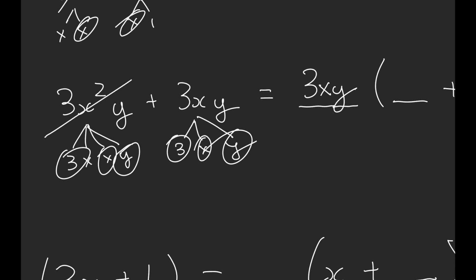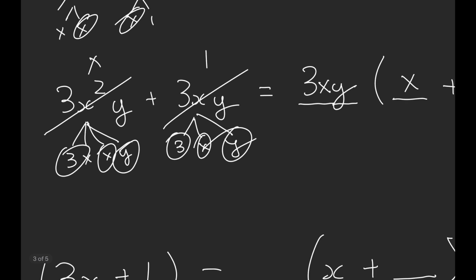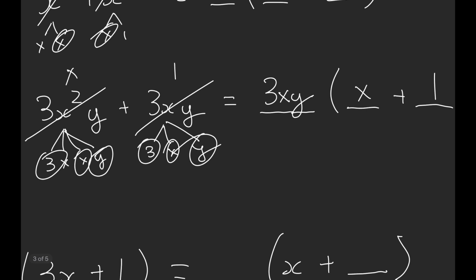So now that we've done that, we can just divide this by 3xy. We get x plus 1. And there's our factor term. Now, another way you could do it is one step at a time.